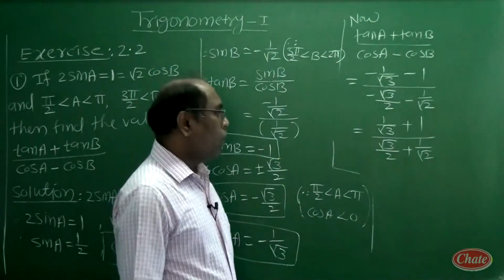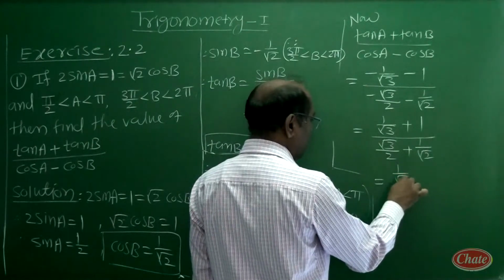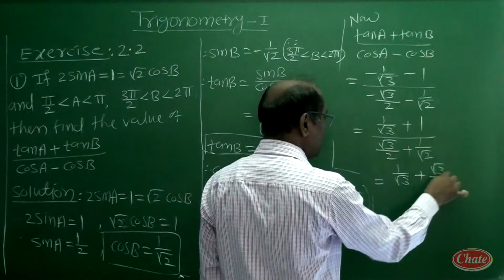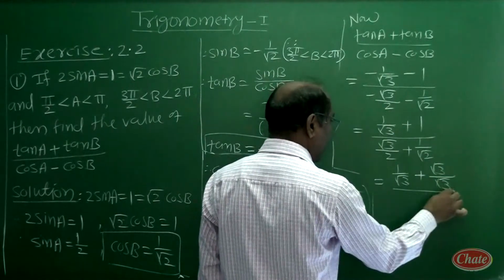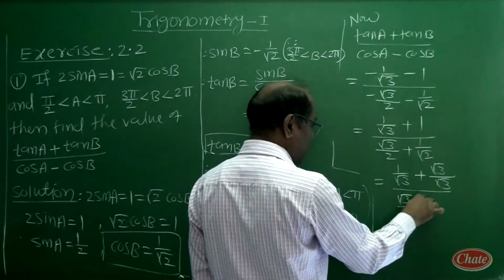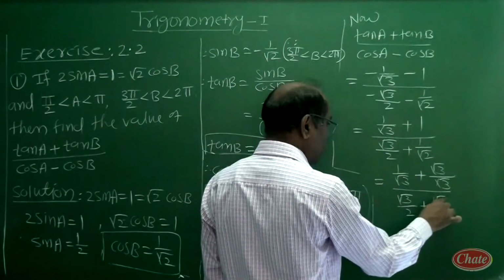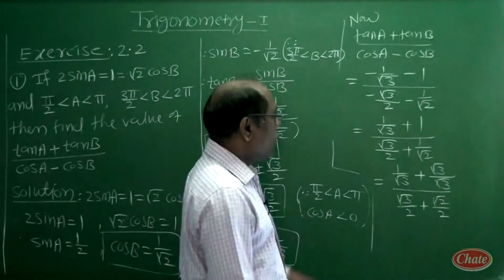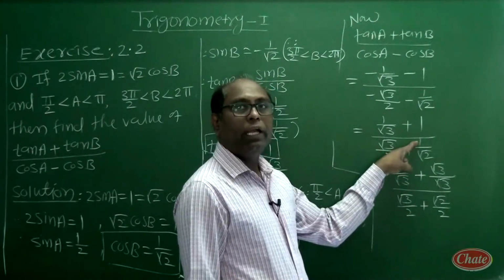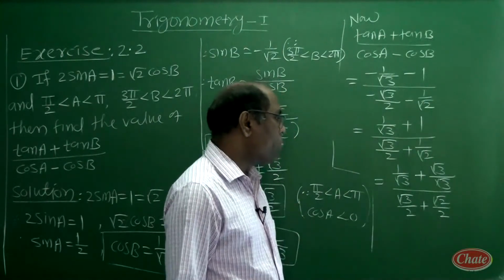Now here that is equal to 1 upon root 3 plus 1, where we have to multiply and divide by root 3. So what we get? Root 3 upon root 3 divided by root 3 upon 2 plus, you have to multiply and divide by root 2. So what we get here? Root 2 upon 2. So root 2 upon root 2 into root 2, that is equal to 2.